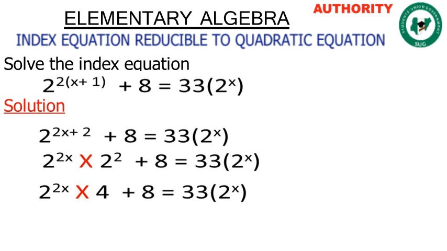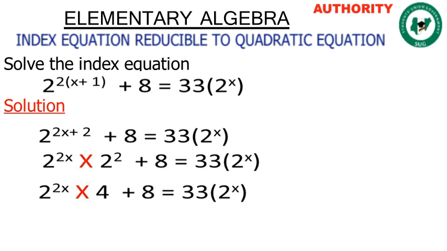This 2 raised to power 2x plus 2, let's split it into 2. It is complex. So we're going to have something like 2 raised to power 2x times 2 raised to power 2. Hope I'm clear, right? Because if you want to combine them together, it will give you the above expression, that is 2 raised to power 2x plus 2. Okay? Now we have plus 8 is equal to 33(2 raised to power x).